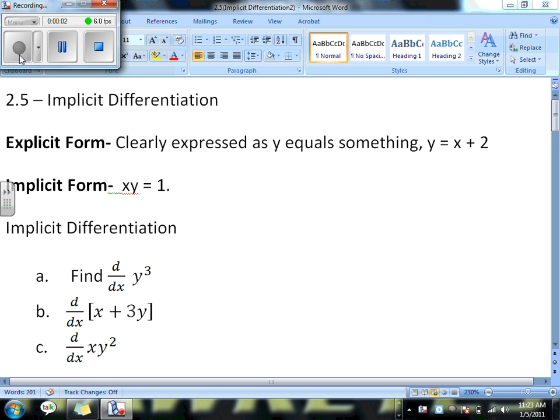Okay, section 2.5 is talking about implicit differentiation. First of all, we better talk about what implicit and explicit is, the difference. What we have been doing is explicit, where basically they clearly state what y equals. So everything we've been doing is either y equals something or f of x equals something. So all we have to do is plug in an x and we figure out a y.